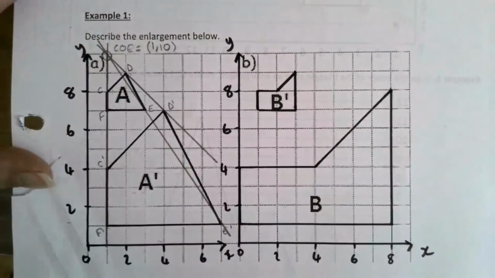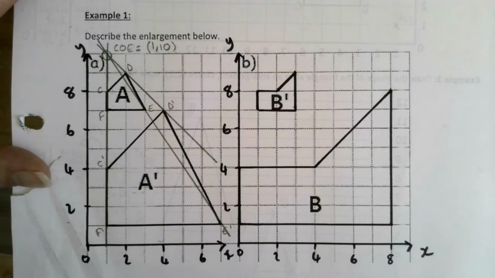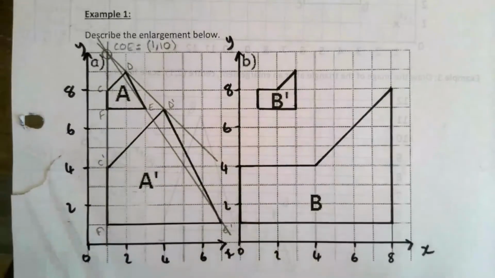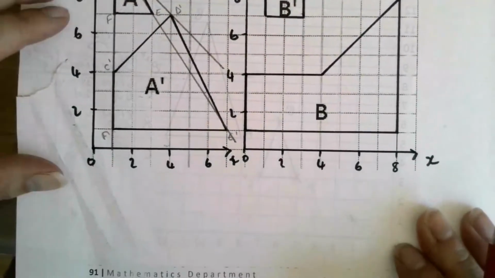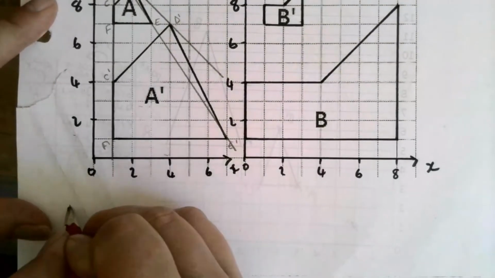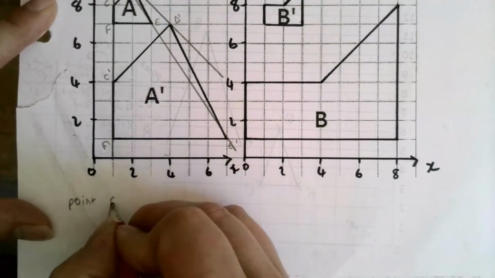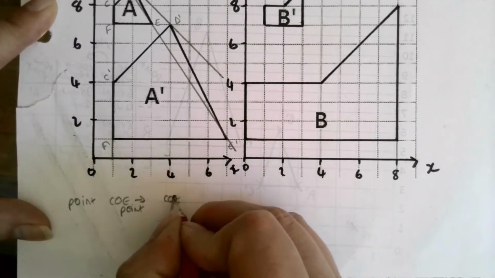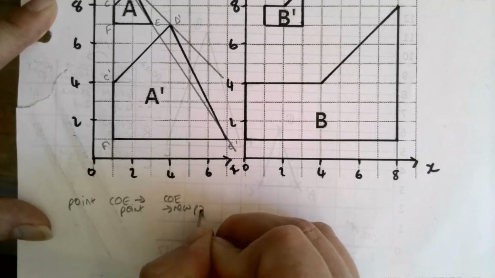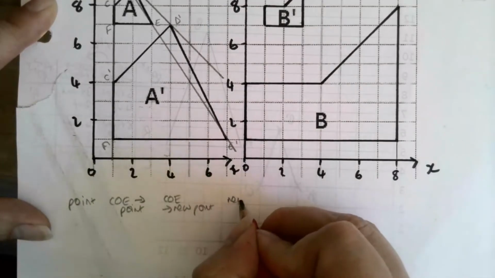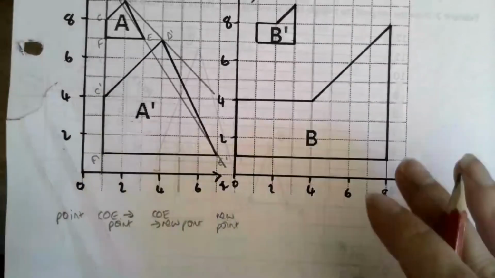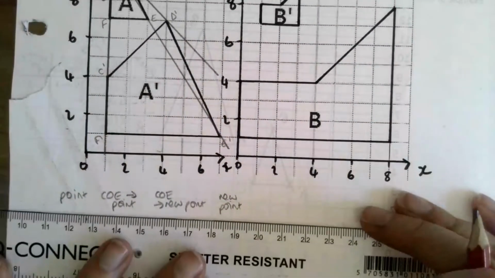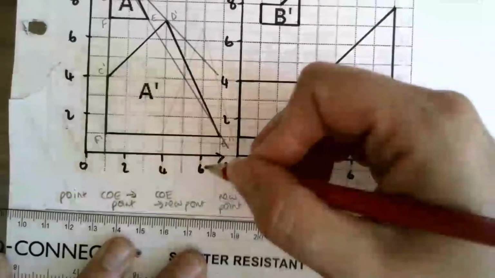So that's one bit of information that we need. We need to give the centre of enlargement. We also need to figure out the scale factor. Now we can use the table that we did in last lesson's work to figure that out. So I'm going to draw my table here. We have the point, we have centre of enlargement to the point, we have centre of enlargement to the new point, and then we have the new point. Now we only have to do this for one, so let's get our table drawn.